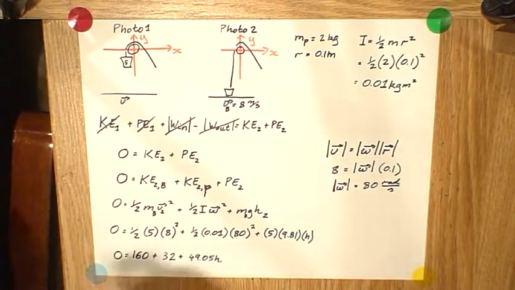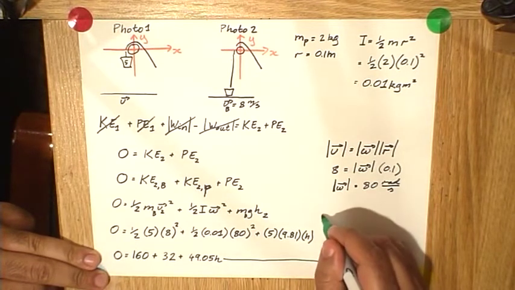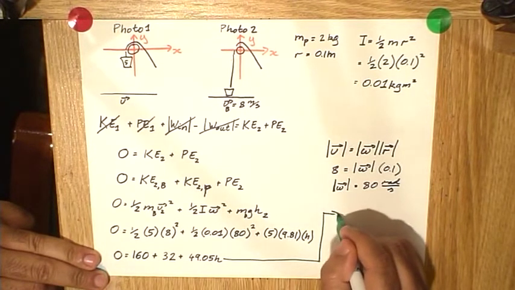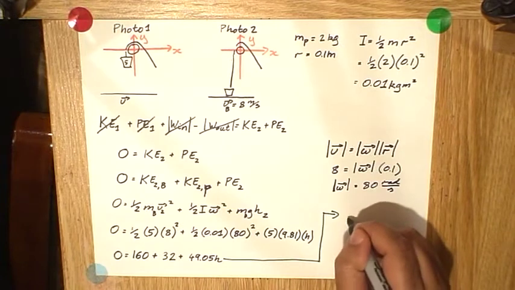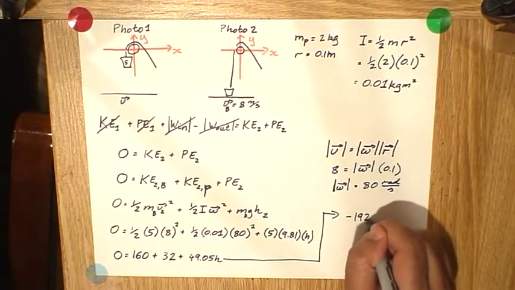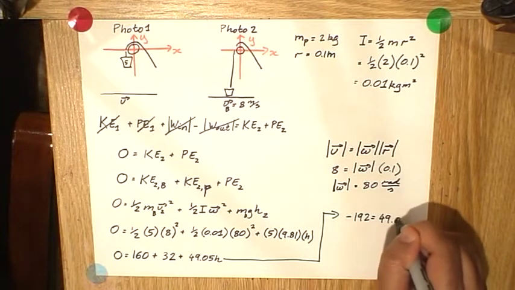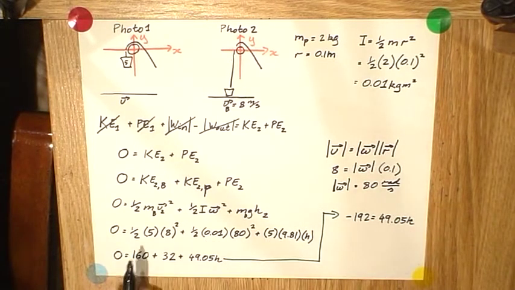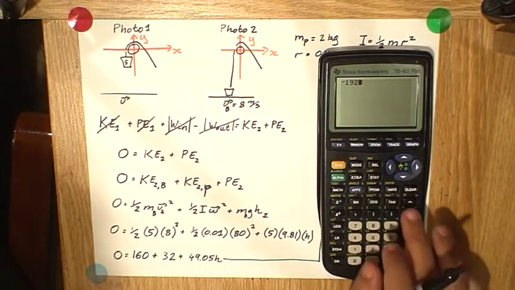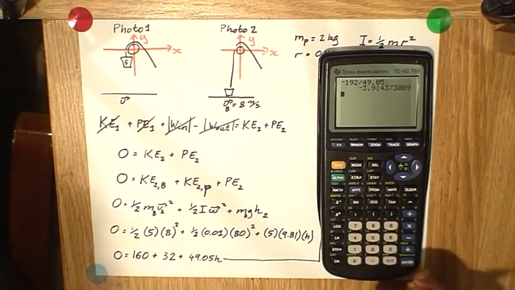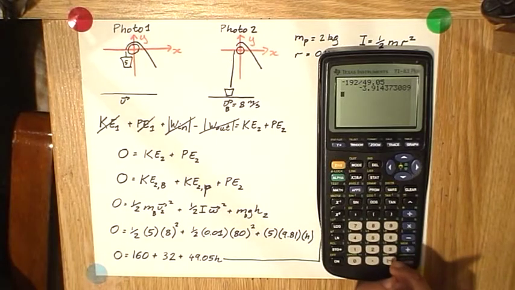So I'm going to continue this calculation on this side of the page. I'm going to subtract 160 plus 32 from both sides. 160 plus 32 gives us 192. So that's going to give me negative 192 is equal to 49.05 times the height, negative because I subtracted these from both sides. And so the last step is just dividing by 49.05. So negative 192 divided by 49.05 gives us negative 3.91.